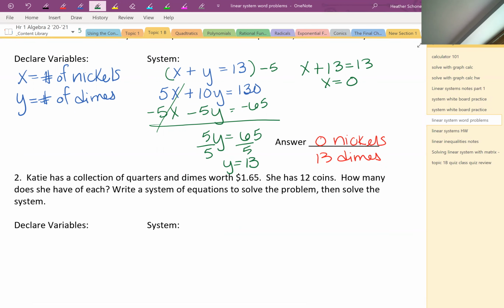Okay, let's try this again for number 2. This time, Katie has a collection of quarters and dimes worth $1.65, and she has 12 coins altogether. So again, we're going to declare our variables. So as we're looking at this, there's two types of coins. One is quarters and one is dimes. I'm going to make quarters the X since it's listed first. So X is going to be the number of quarters.